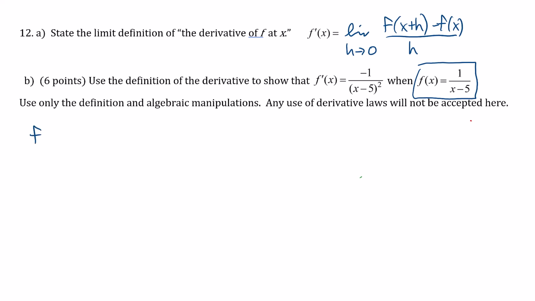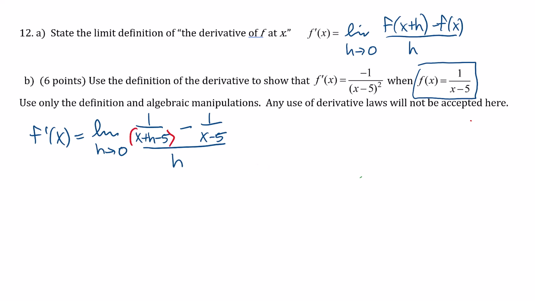So f prime of x is going to equal the limit as h goes to 0. We need f of x plus h, so that'll be 1 over x plus h minus 5, minus f of x, that'll be 1 over x minus 5, and that's all over h. Now if we tried to directly evaluate this, we'd be dividing by 0, so we're going to need to do some kind of algebraic manipulation, and seeing two fractions there leads me to think let's try and get a common denominator and see what happens.